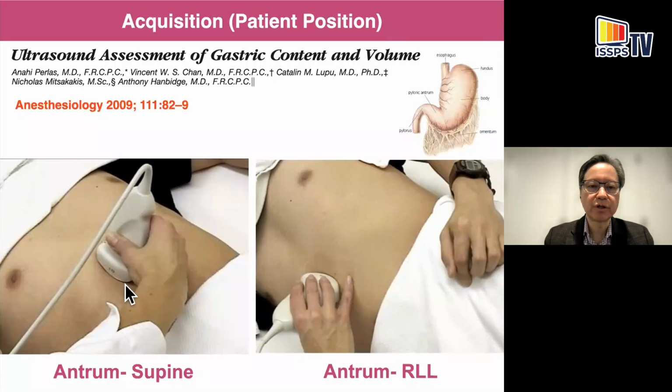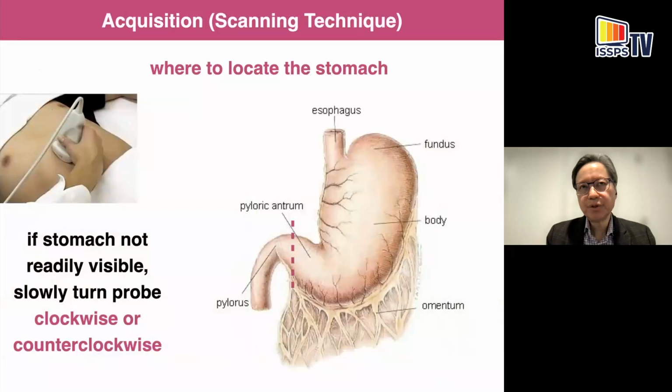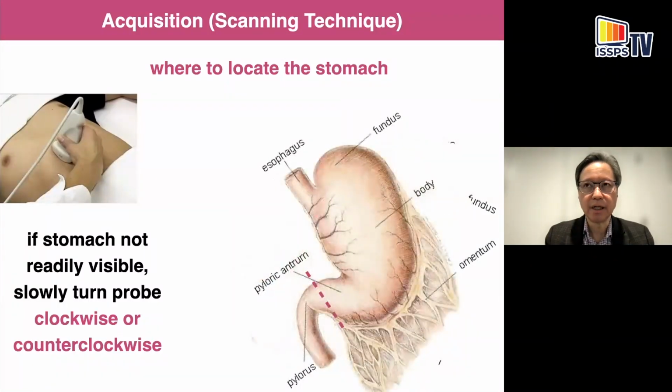For the probe, usually we use a curved 2 to 5 megahertz probe in adults. For pediatrics, you can use a linear probe. Anyone less than 40 kilograms, you can use a linear probe. Once you put the probe in the midline between the xiphoid process and the umbilicus, you may like to rotate the probe a little bit in order to get the best view of the antrum, because the stomach is not always lying vertical. It may rotate a little bit to one side or the other, so gently rotate a little bit to get a good cross-sectional area of the antrum so that you don't overestimate the antrum size.